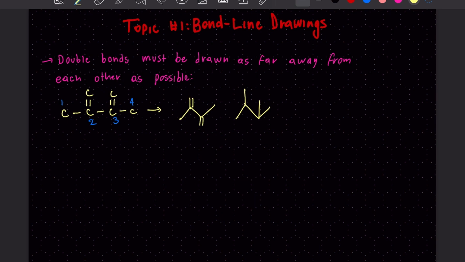They are never really drawn facing this way. So that's one of the things that you can remember when drawing double bonds. And let's look at another example.